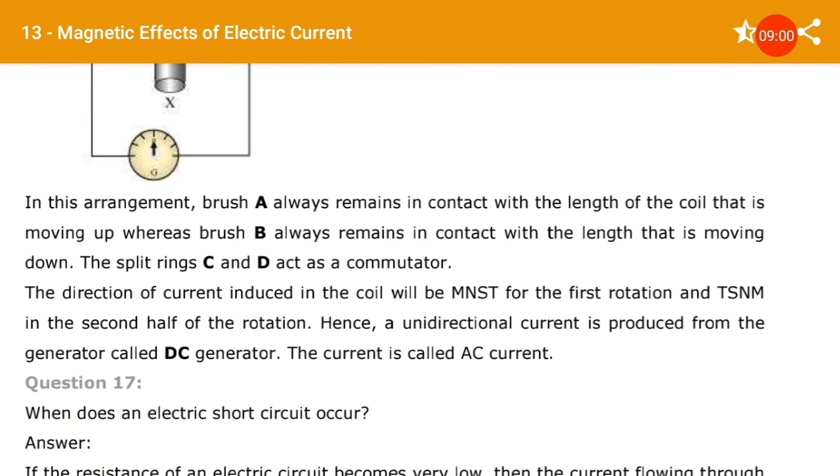The direction of the current induced in the coil will be MNST for the first half of the rotation, and in the second half of the rotation it will change, that is TSMN. And that is why unidirectional current is produced from the generator, called a DC generator. Without the split rings, this current is called AC current.